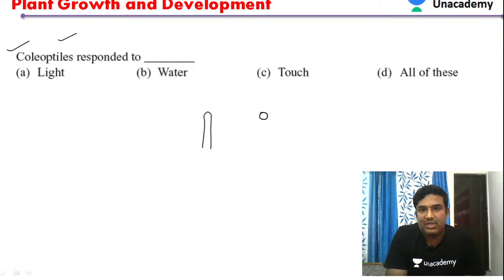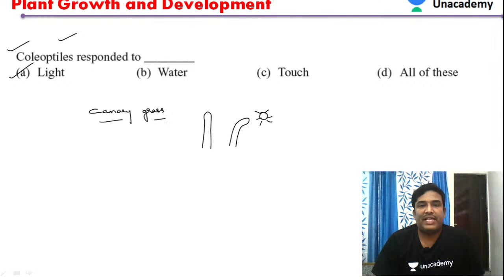When this is exposed to sunlight, the coleoptile bends towards the sunlight. Now the coleoptile started bending towards sunlight. So they clearly identified that it is responding to the sunlight. So finally we have to remember the coleoptile of canary grass. The name of the plant is canary grass, and Darwin has done the experiment.